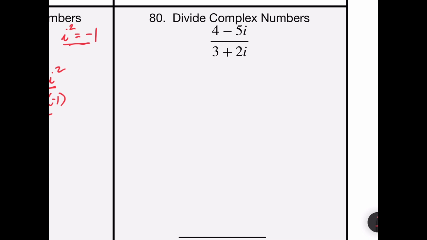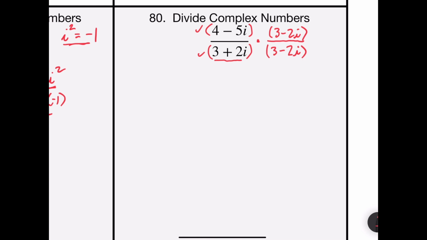First, I'm going to put the top binomial and bottom binomial in parentheses to help focus us. And then I'm going to multiply by a form of 1, which will not change the value of the original problem. I need to multiply by the complex conjugate of 3 plus 2i. And from a couple problems ago, that would be 3 minus 2i. And I'm going to put that on the top as well so that it's 1. So now in the numerator, I have two binomials to multiply, and in the denominator I have two binomials to multiply.